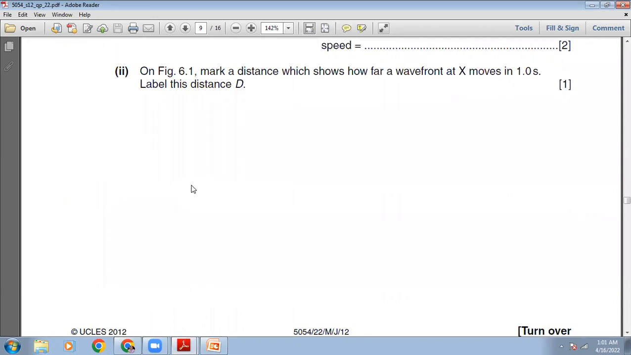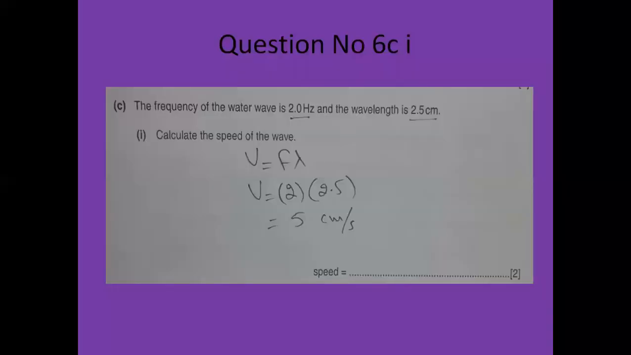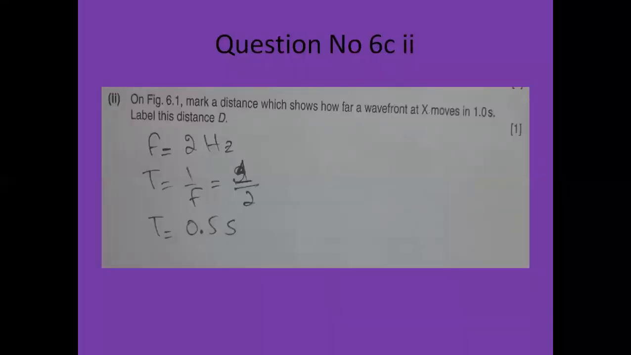On the figure 6.1, mark a distance which shows how far a wavefront at X moves in 1 second. Label this distance D. So we know the frequency is equal to 2 hertz and the time period is 1 by f. So 1 by 2, so the time period is 0.5 second. He said after 1 second. So the time period of this wave is 0.5 second.